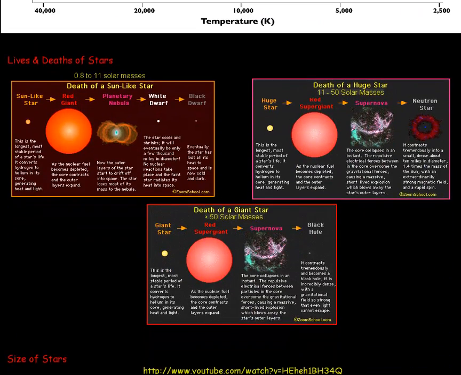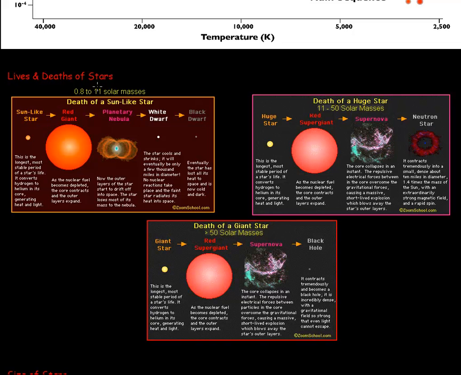Okay, in terms of the life of the star, we have three basic choices. We have number 1, we have number 2, and we have number 3. And if we talk about number 1 for a second, these are going to be stars like the sun, sun-like stars.